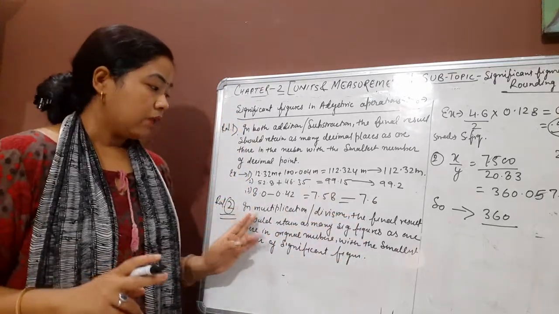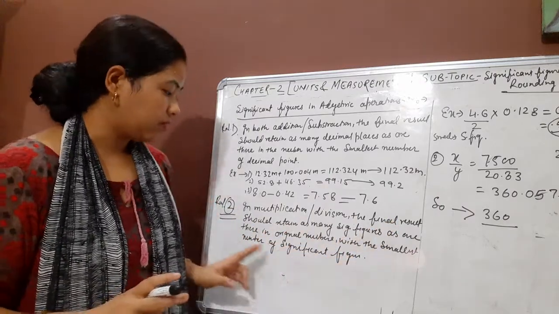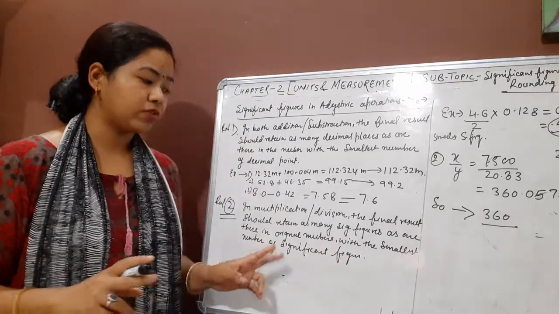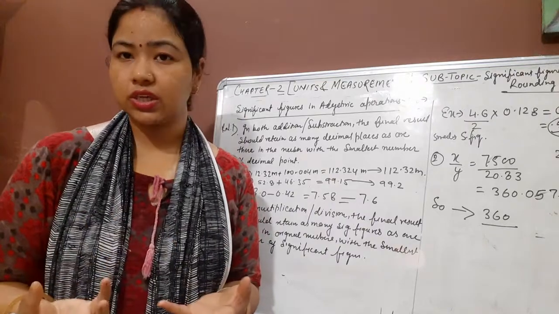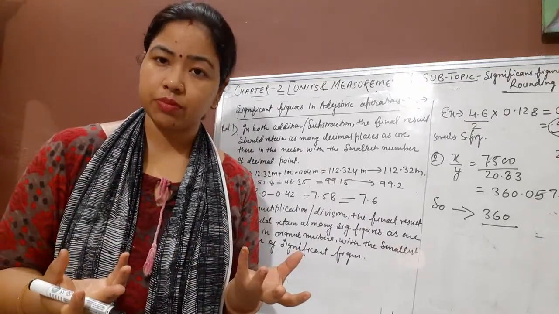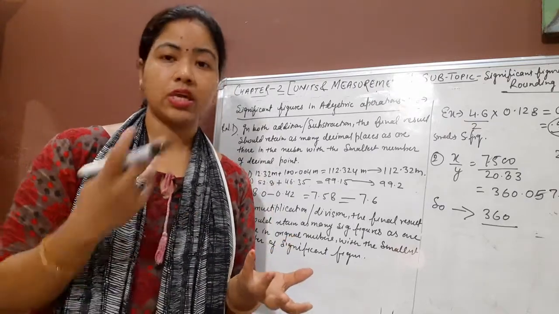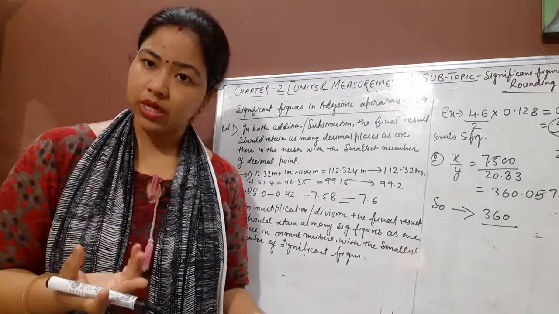Now in multiplication or division, the final result should retain as many significant figures as there are in the original numbers with the smallest number of significant figures. तो एडिशन और सब्सट्रैक्शन में हम डेसिमल के बाद क्या चेक करते हैं कि डेसिमल के बाद कितनी लीस्ट सिग्निफिकेंट फिगर है इंडिविजुअल डिजिट में. जितनी लीस्ट सिग्निफिकेंट फिगर ओरिजिनल डिजिट दोनों में से एक ओरिजिनल डिजिट में होती है, केवल उतनी ही लीस्ट तक हम फाइनल रिजल्ट में काउंट करते हैं.